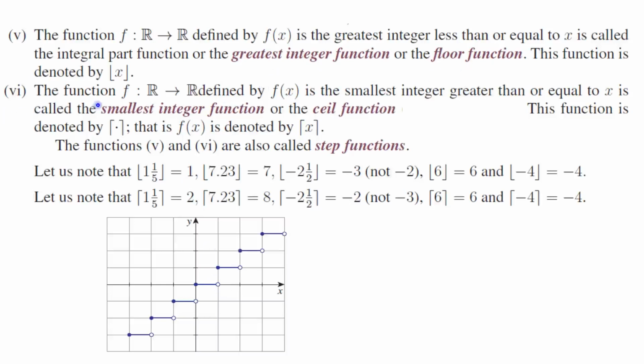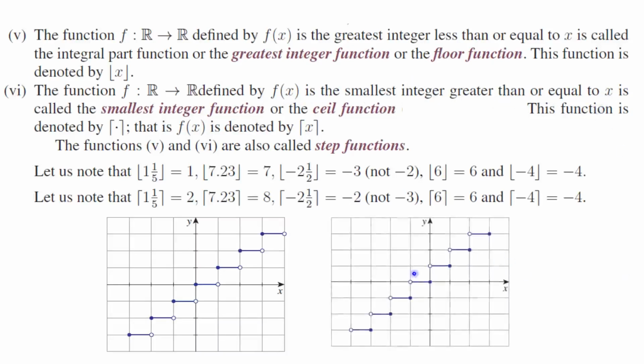Next we are going to see the ceil function. For ceil, we have to put a symbol like this, with the bar on top. The function f from R to R defined by f of x is the smallest integer greater than or equal to x. So with respect to x, it should be the smallest integer. Sorry, greater than or equal to x. Okay, that is the smallest integer greater than or equal to x.